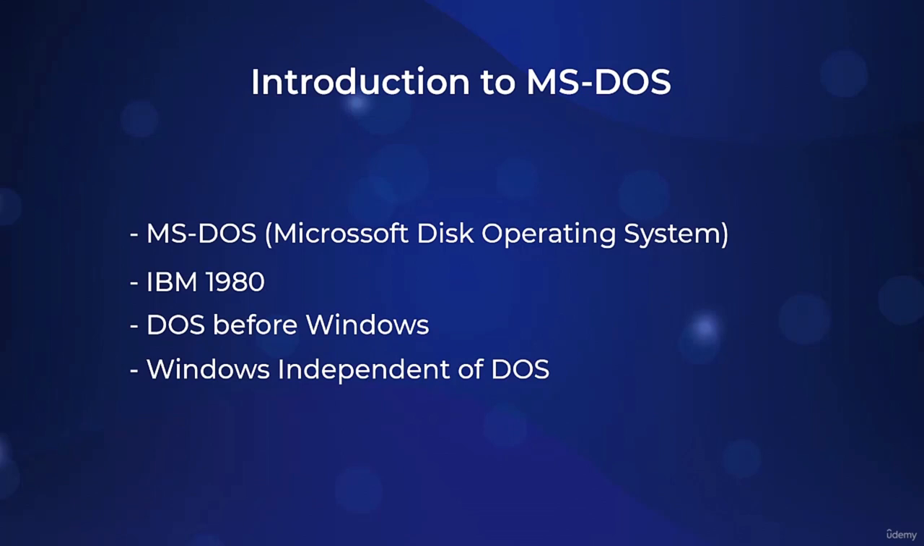And DOS, before Windows, was an essential operating system. People were using DOS. And DOS is different from Windows because Windows uses the GUI, which is called Graphical User Interface. But DOS uses what is called CLI, a command line interface, where you only enter commands and it will execute the commands. But in Windows, we use the GUI, which uses the menus, the boxes, the icons. But in DOS, you only type commands. And nowadays, Windows is independent of DOS, it can operate by itself.